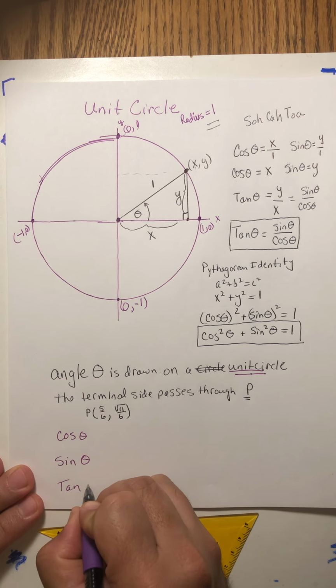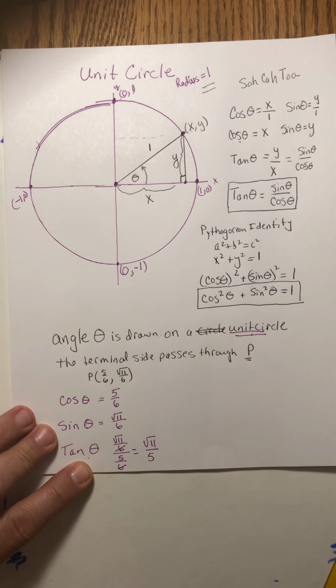And then the tangent is sine over cosine. So, radical 11 over 6 is over 5 over 6. And then, remember, complex fractions, we can cross out those 6's. So we have radical 11 over 5 as the tangent. Okay?